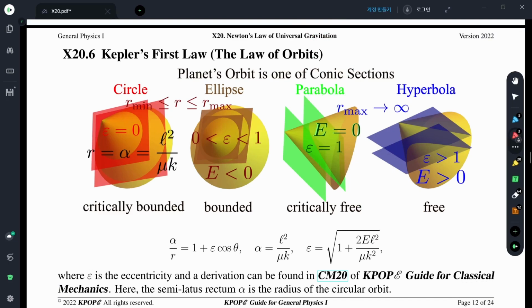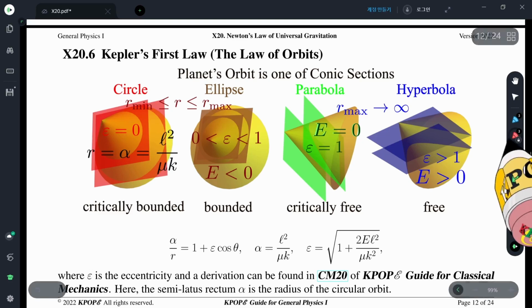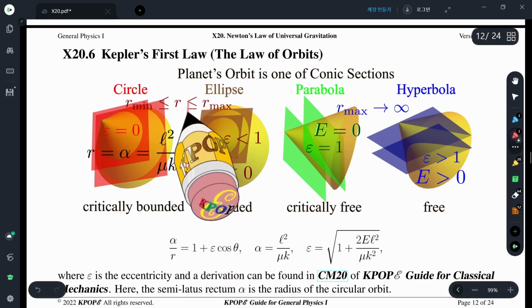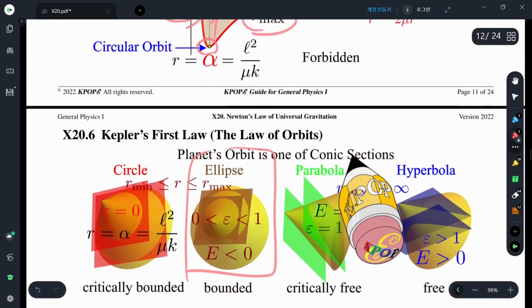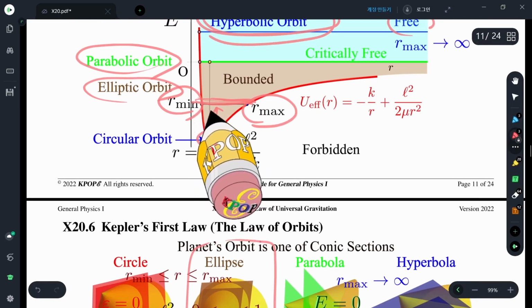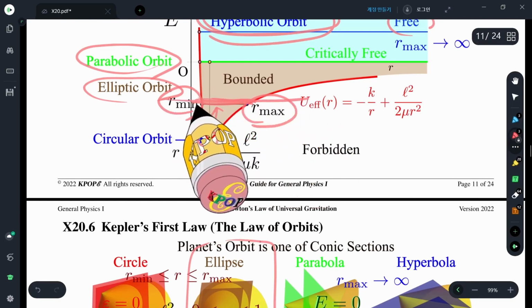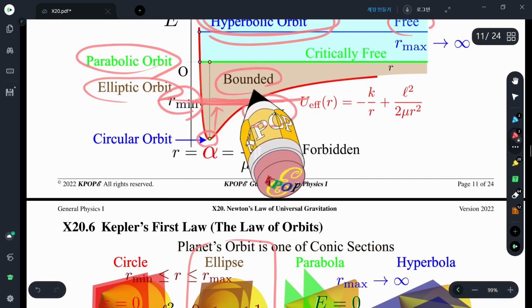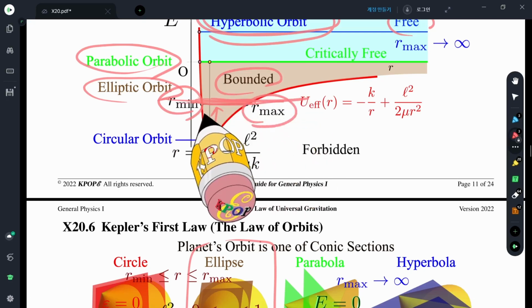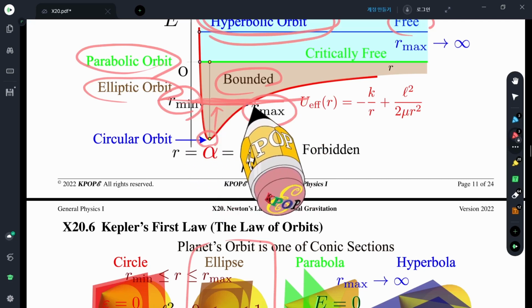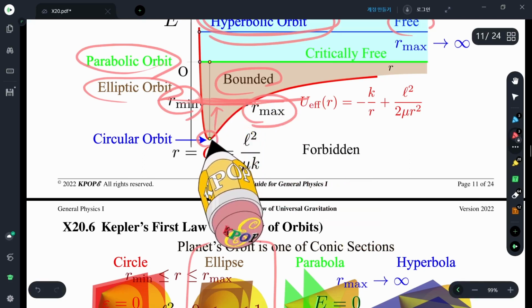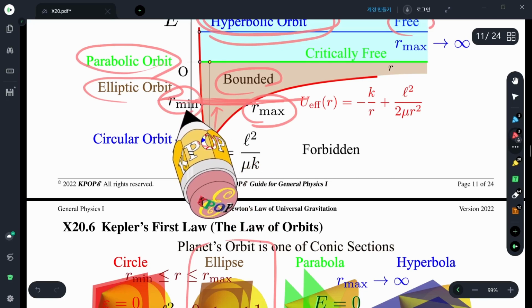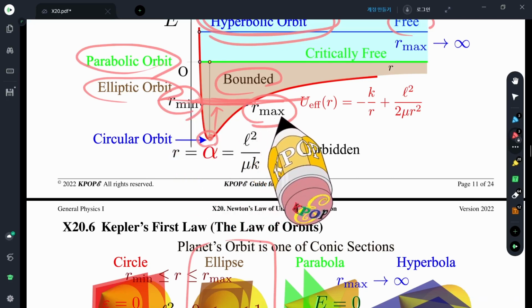Kepler's first law is the law of orbits. What he found was that a planet's orbit is an ellipse. However, as I already explained, an ellipse is a general orbit for the bounded system. Bounded means it is oscillating between R minimum and R maximum. A special case is the circular orbit, when R minimum is equal to R maximum.